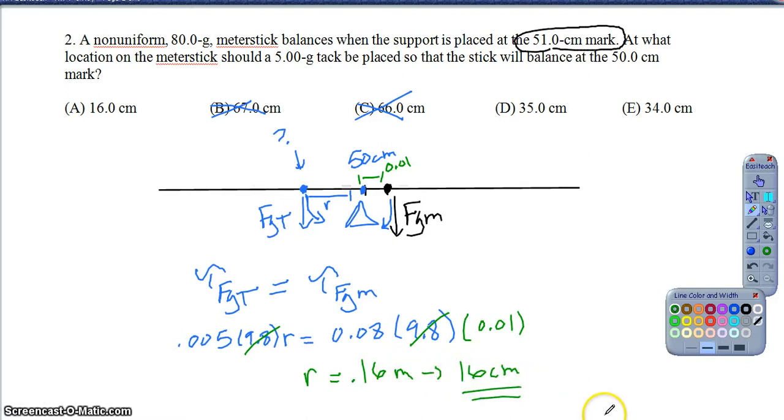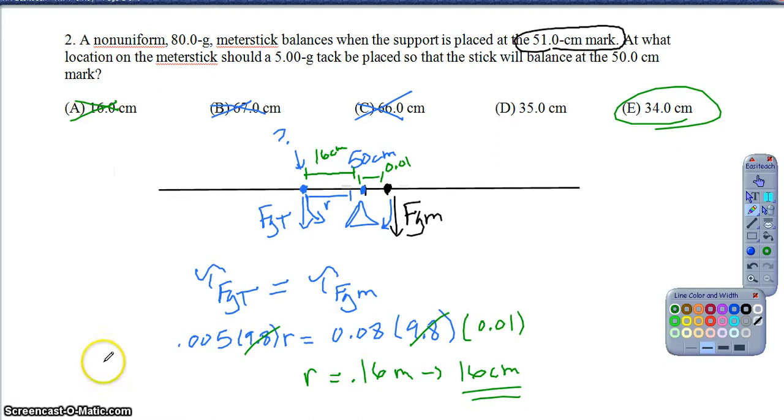So again, the thing you have to be careful about is that doesn't mean the answer is A. What that tells me is this is how far away from the pivot point that tack needs to be placed. So 16 is actually how far to the left of the pivot point I need to be located at, which means obviously then subtracting from 50, 34 centimeters is where it actually needs to be placed.